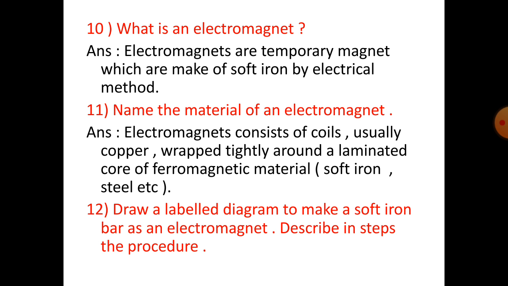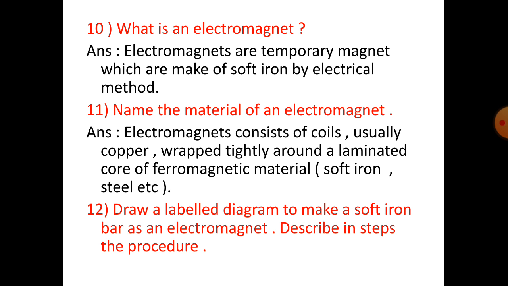11. Name the material of an electromagnet. Electromagnets consist of coils, usually copper, wrapped tightly around a laminated core of ferromagnetic material like soft iron, steel, etc. Number 12.